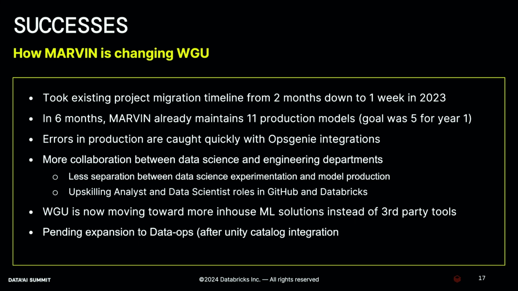And then along with that, we've also been able to kind of sell the idea that we can do a lot of stuff in-house versus third-party tools. Before MLOps, a lot of things at WGU were done with third-party tools. We've been able to bring a lot of things in-house, especially with LLMs and those types of projects that have been happening. And then we're currently dealing with a Unity Catalog migration. We're planning to expand to data engineering and have their workflows be managed with the MLOps platform as well.